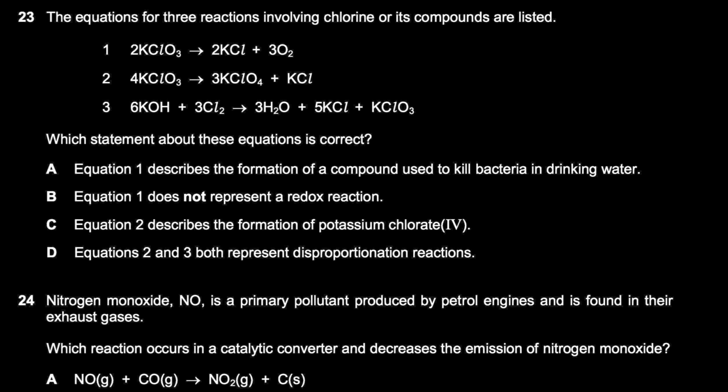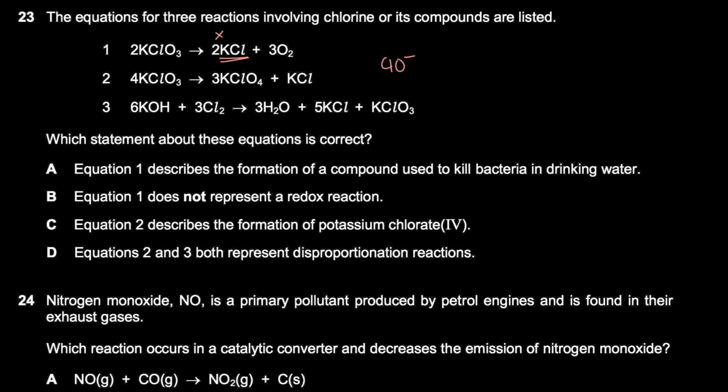Question number 23 says the equations for 3 reactions involving chlorine or its compounds are listed. Which statement about these equations is correct? Equation 1 describes the formation of a compound used to kill bacteria in drinking water. That's incorrect. Potassium chloride does not kill bacteria. For killing bacteria, we need the chlorate(I) ion, or ClO minus. So statement A is incorrect.